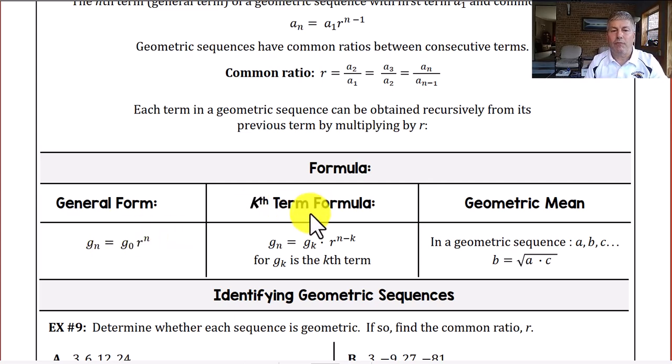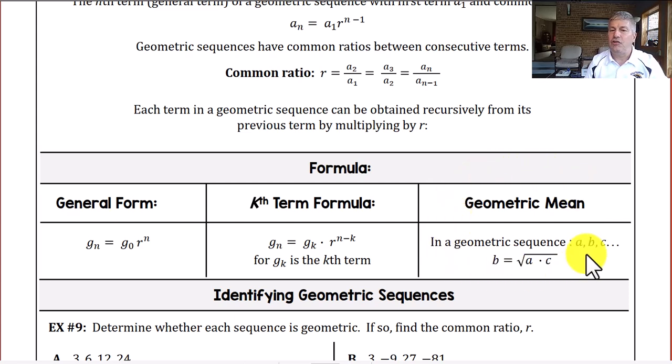We've got the kth term formula, which says that g sub n, the value of a particular term, so right now we've done it as the first term, equals g sub k, the value of some term, times r raised to the n minus k. So g sub k would be the value of a different term, and then n is the place in the sequence of the nth term, and k is the location of the kth term. So the n might be the fifth term, the k might be the eighth term, and they have particular values.